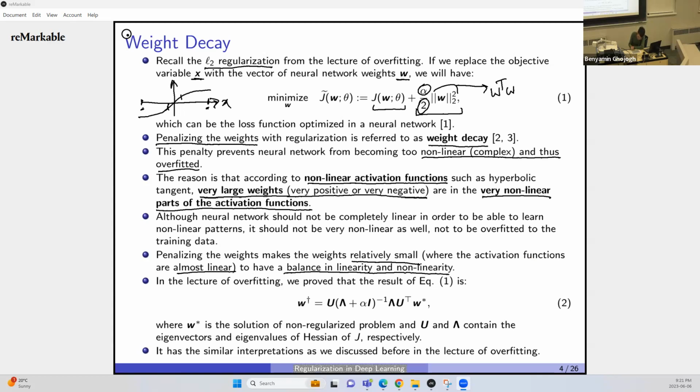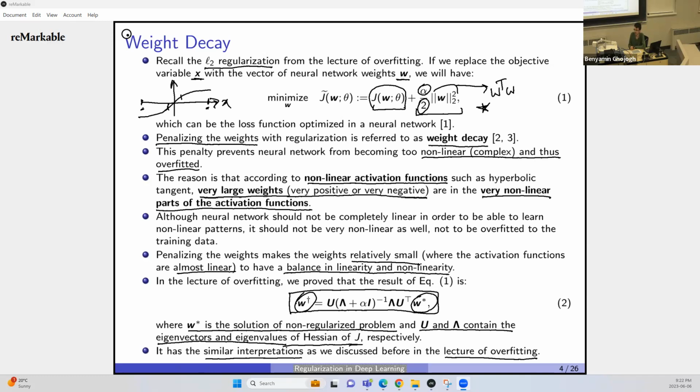In the lecture on overfitting, we proved that the result of equation 1 is this. What was U and lambda? U and lambda contained the eigenvectors and eigenvalues of the Hessian of J. What was J? The non-regularized or actual cost function, right? W star is a solution of the non-regularized problem. If you minimize only J, its solution is W star, which is here. W dagger is a solution of the regularized cost, which is J plus alpha over 2 times the squared L2 norm of W. It has similar interpretations as we discussed before in the lecture on overfitting.